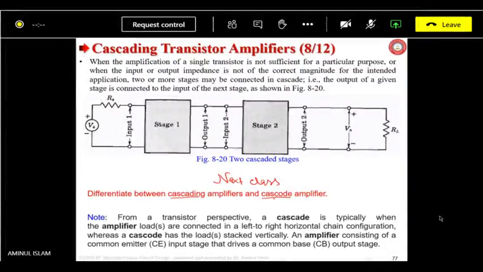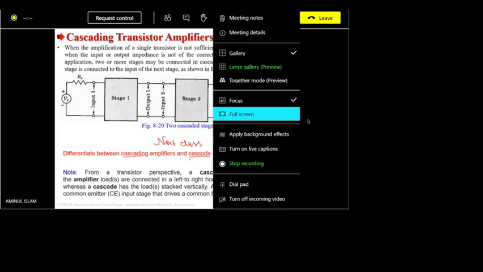Cascode is a little different. We'll just finish this one and see what cascoding is. Okay, it is stacked vertically. Here it is stacked, connected in a parallel way. This will be clear afterwards once we come to that topic, the cascode amplifier. So here is an example of cascading of two stages.